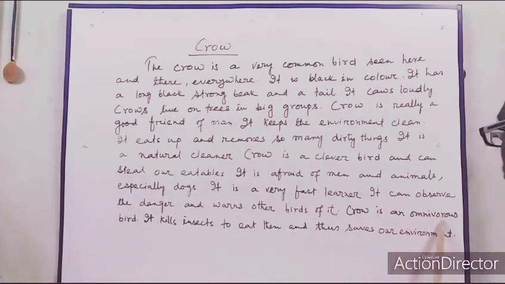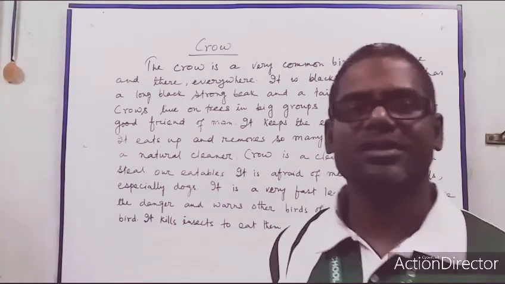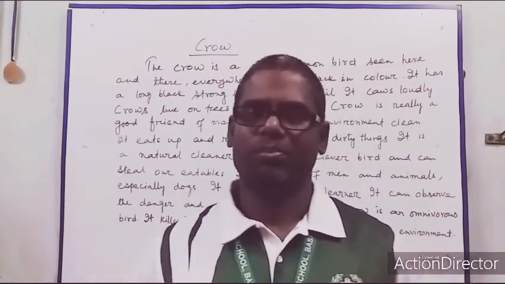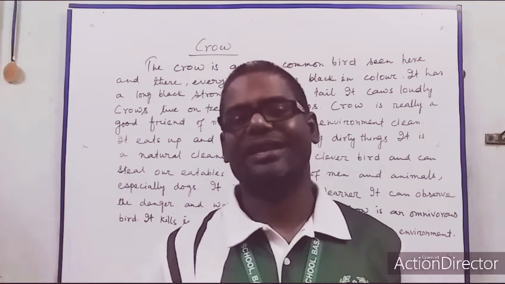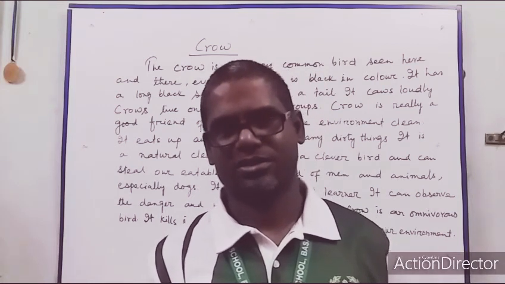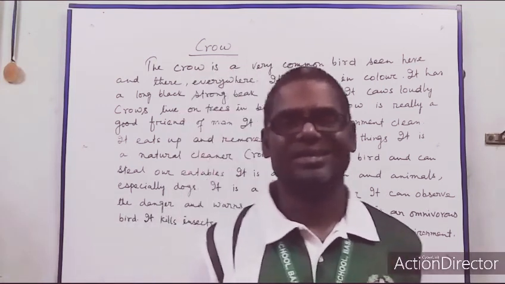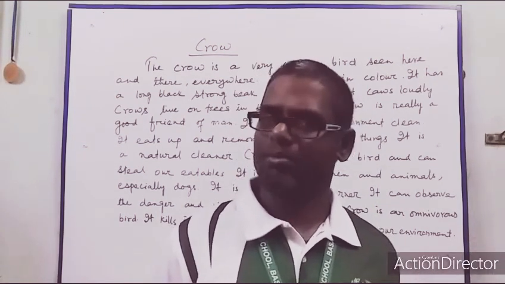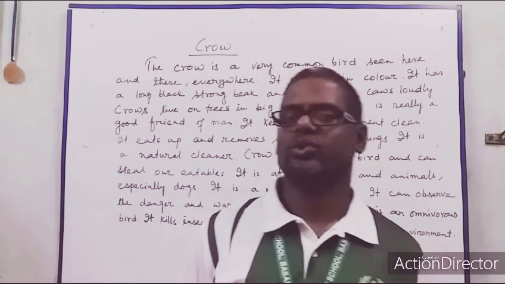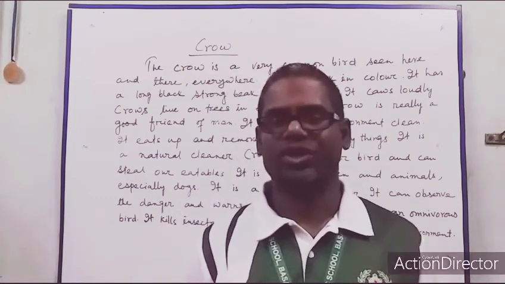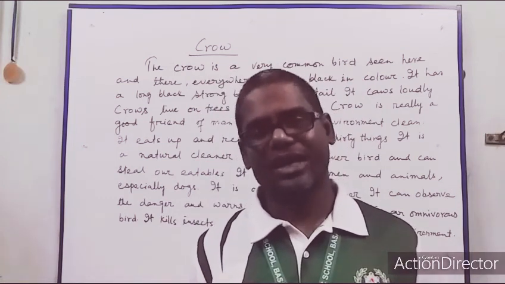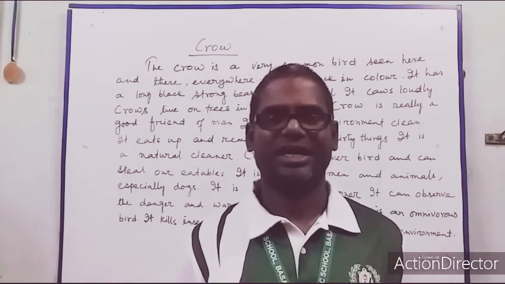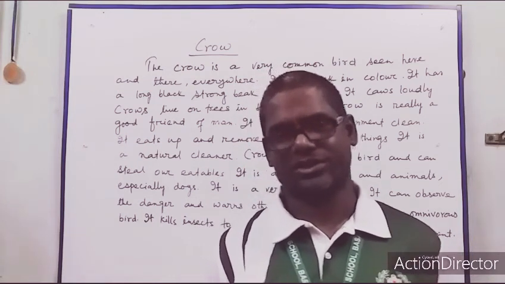Crow is an omnivorous bird. Omnivorous means which eats both plant and animal products. That means the crow eats rice and bread, which are plant products, and it also eats meat and fish, which are animal products. So crows are omnivorous. They eat plant and animal products.